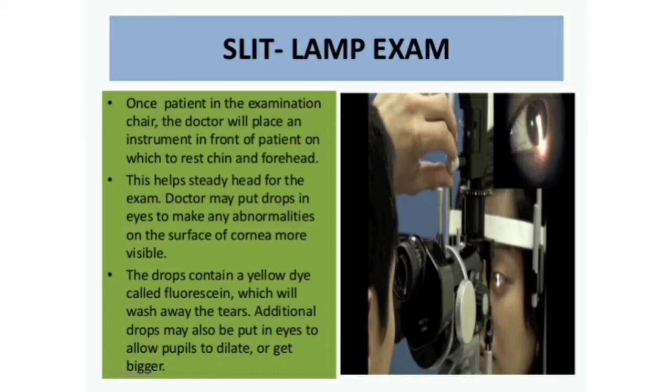Fluorescein is a kind of yellow colored dye that is given in drops to wash away the tears. Generally, sometimes additional drops are also given to dilate the pupil, and if the pupil gets dilated, we can get a view of the retina.